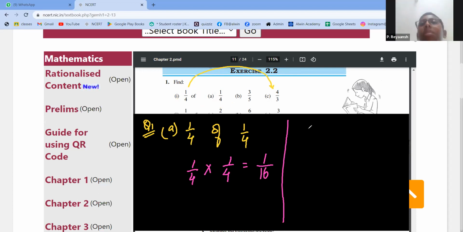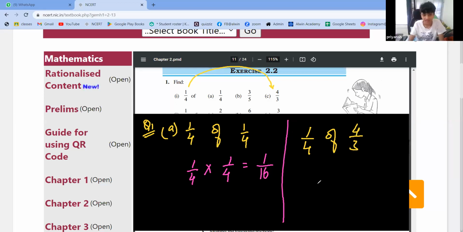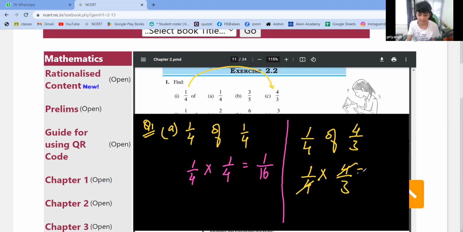Ma'am, 4 by 5. I'll write it for you. 1 by 4 of 4 by 5. Now tell me. Then you have to simplify that, right? So this 4 will get cut. 1 by 5. So the answer is 1 by 5.